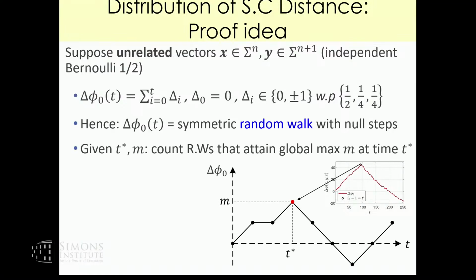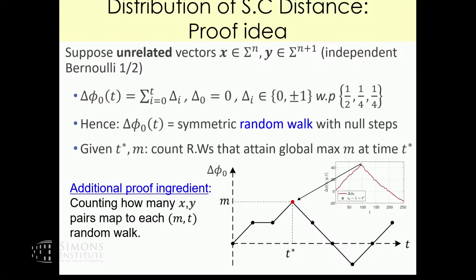And now that we know that it's a random walk, what we need to do to calculate the distribution is, given two parameters, t star and m, count how many random walks attain their maximum of m at time t star. And you can see this maximum is very reminiscent of what we had here, because that's what we maximize. So if we can determine it for any m and any t, we can find the distribution.